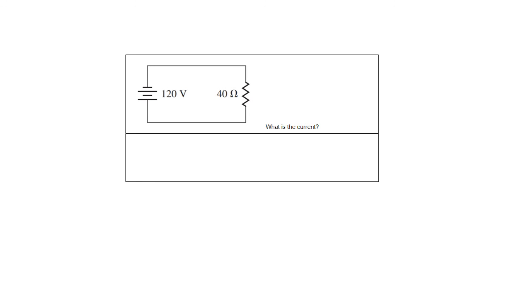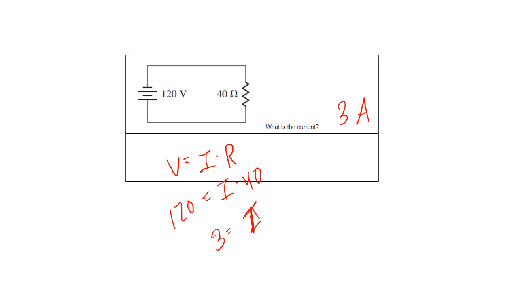One more. What is the current? Well, V is equal to I times R. Hopefully you remember that. 120 is equal to I times 40. Divide both sides by 40. You're going to get 3 is equal to I. Now remember, you should have 3 amps, right? Make sure you put a unit because units are good.